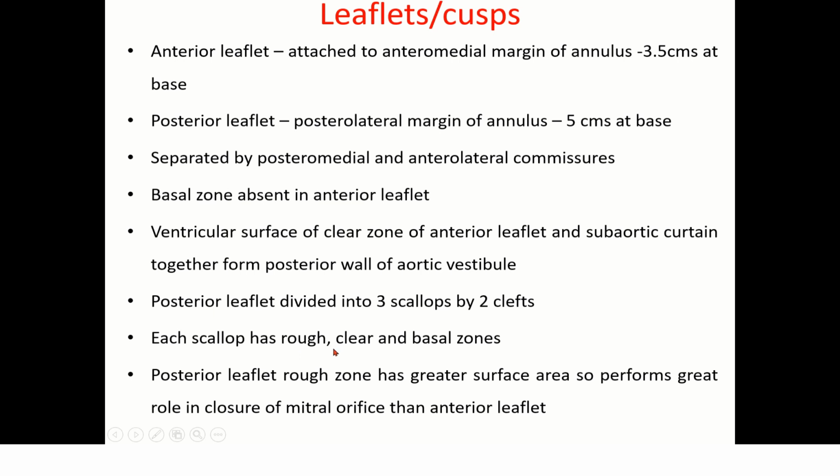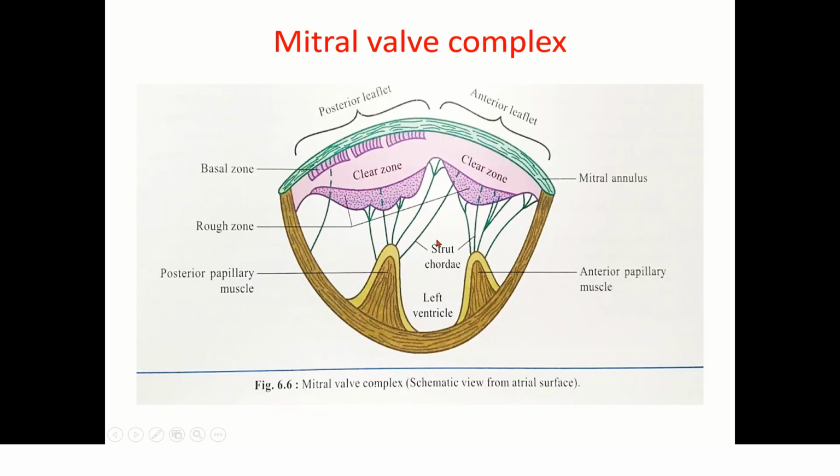So each scallop has rough, clear and basal zones. Posterior leaflet rough zone has greater surface area, so performs a greater role in closure of the mitral orifice than the anterior leaflet. You can see here this is the anterior leaflet where basal zone is absent, and here this is the posterior leaflet divided into 1, 2, 3 scallops by the 2 clefts, and each scallop is having a rough zone, clear zone and a basal zone.